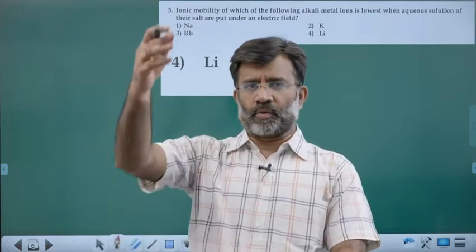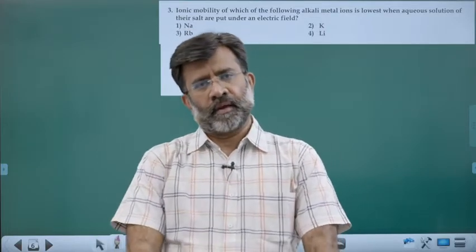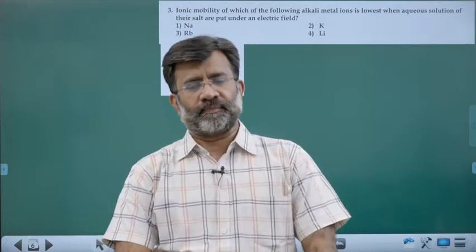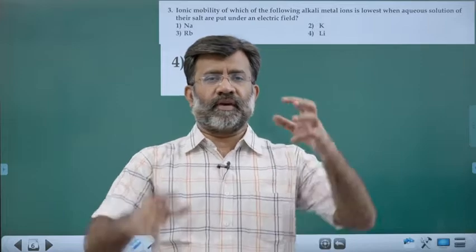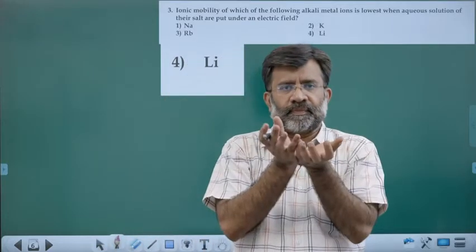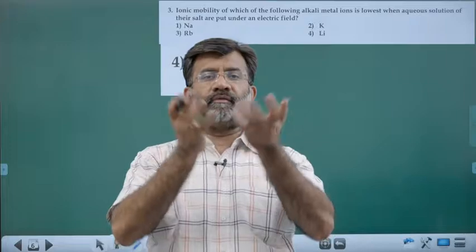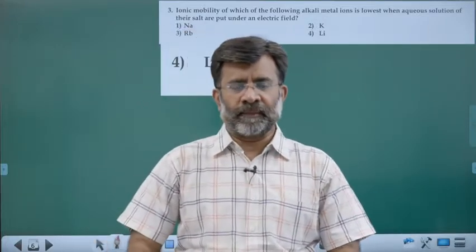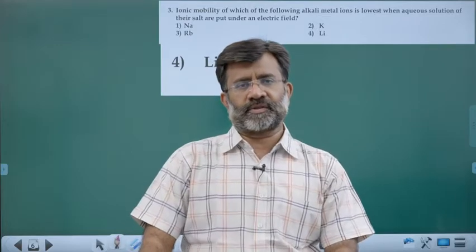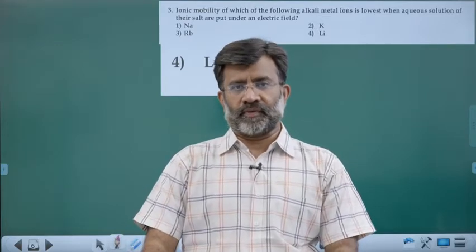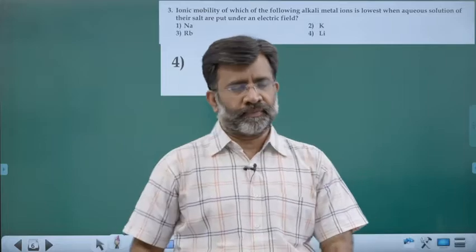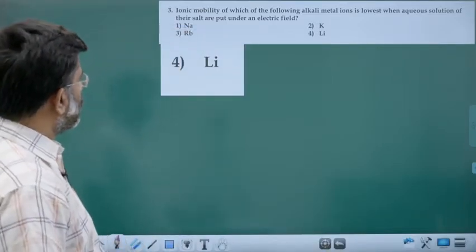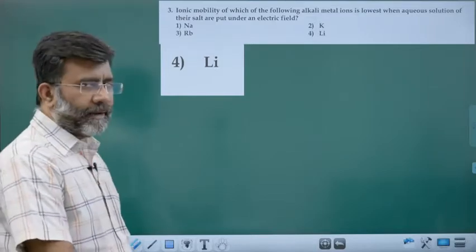As all of you know, down the group size increases. But being a small ion, it undergoes heavy hydration. So due to heavy hydration, when water molecules are enveloped, the size of the aqueous ion will increase. When the size increases as a result of hydration, the ionic mobility decreases. And electrical conductance offered will be minimum hence. So here asked is lowest ionic mobility. Lowest ionic mobility is lithium.